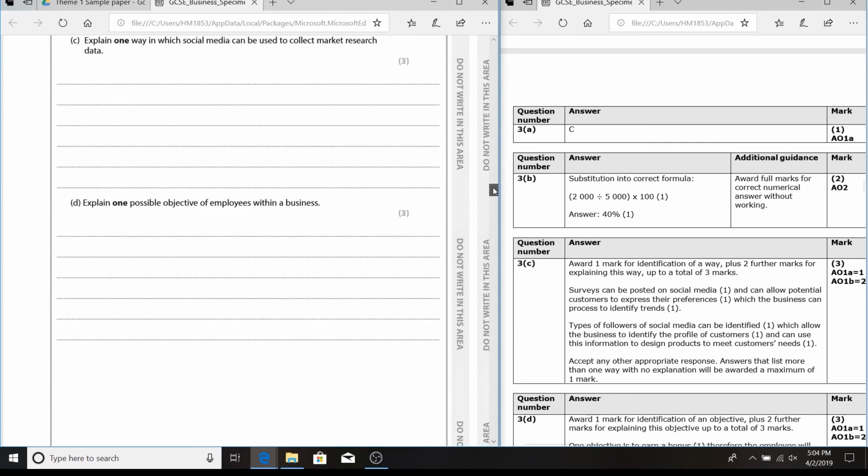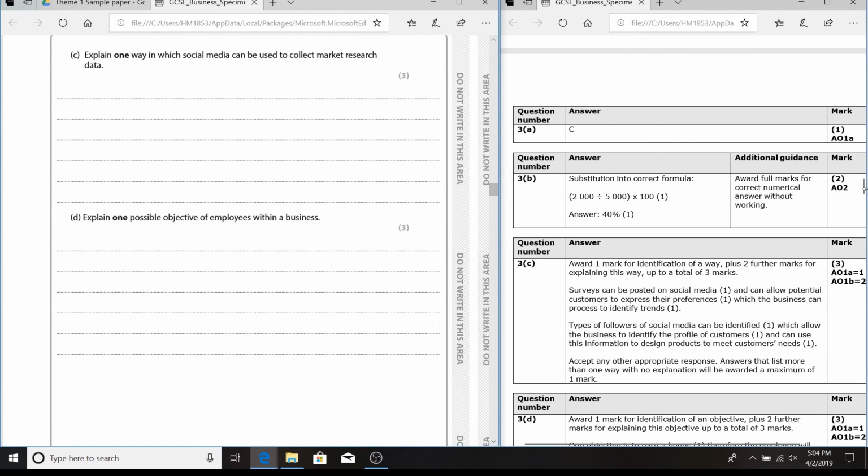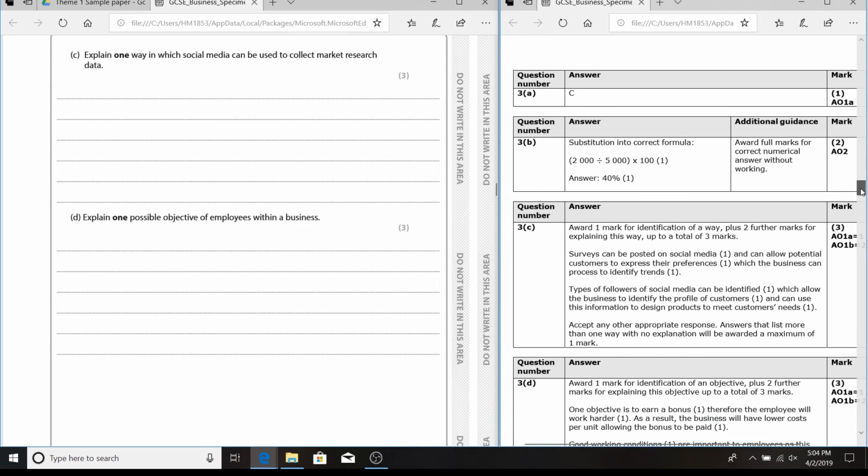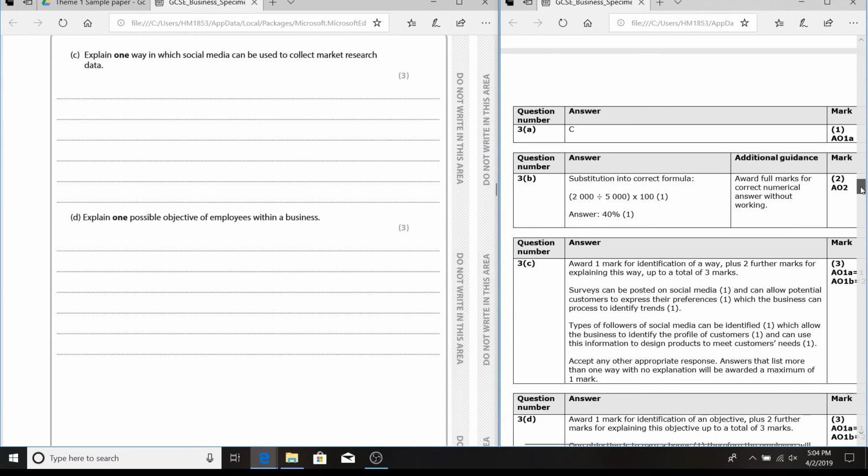Now, explain one way in which social media can be used to collect market research data. Well, it could be a little poll on Twitter. A little survey, that works, doesn't it? So you can put use of surveys, or just surveys. That'll get you 1 mark. What does that then lead to? Consumers choosing a preferred product, recipe, whatever. Therefore, the business caters to customer needs better.